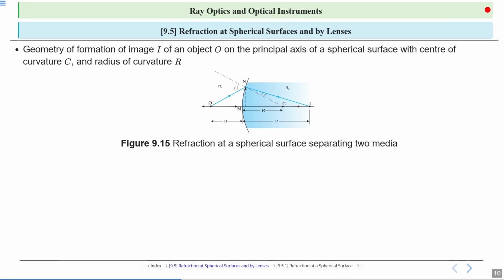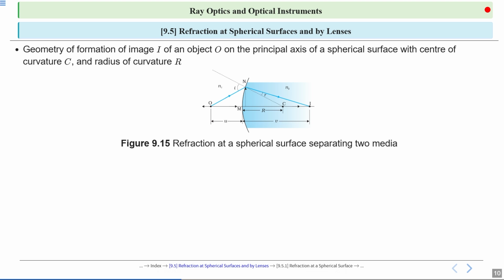Now, the geometry of formation of image I of an object O. This is the object, and this is the image I of this object. How is this image formed? On the principal axis of a spherical surface with center of curvature C and radius of curvature R, the object is given. A ray is incident on the spherical surface from this object O at this point. We draw the normal at this point, which passes through the center of curvature. The angle between this incident ray and the normal is the angle of incidence.